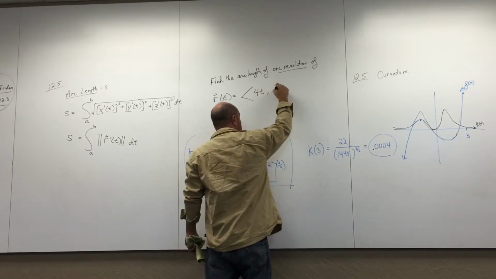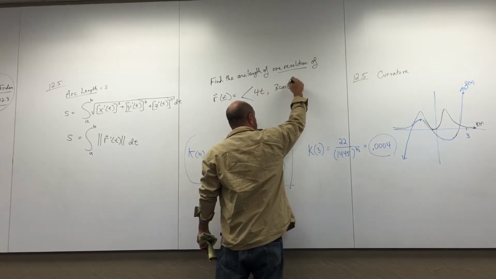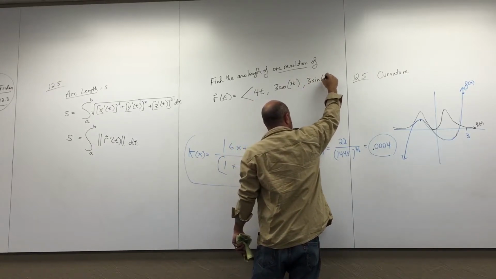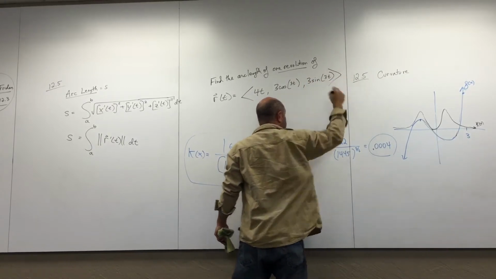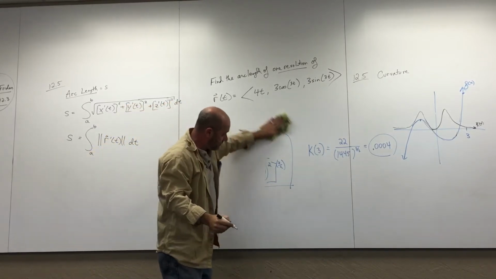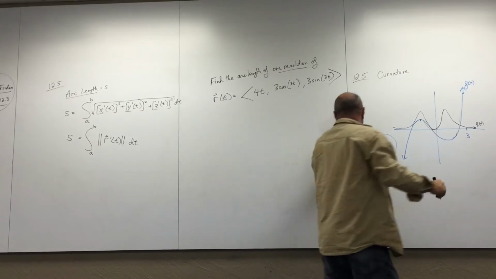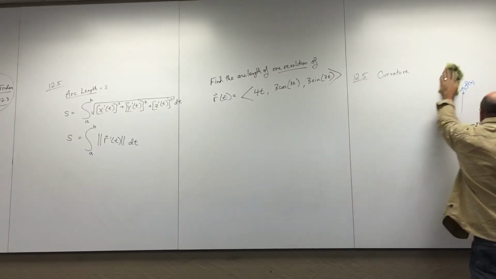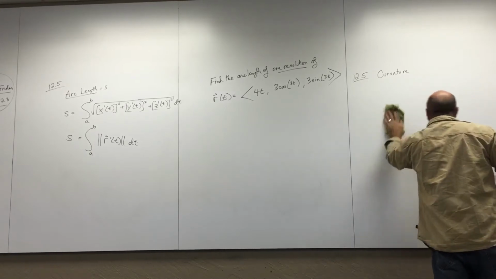4t, 3 cosine 3t, 3 sine 3t. That's too many dang threes to tell you the truth, but that's okay. Does anybody know what kind of, this is a space curve, as you can tell. It's a curve in space. I want the arc length of one revolution.